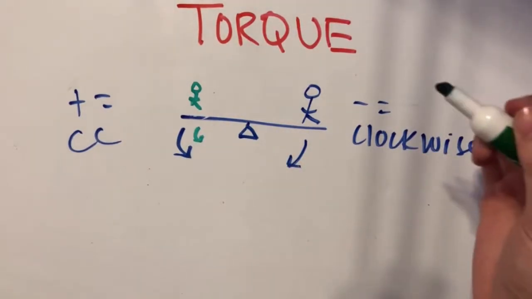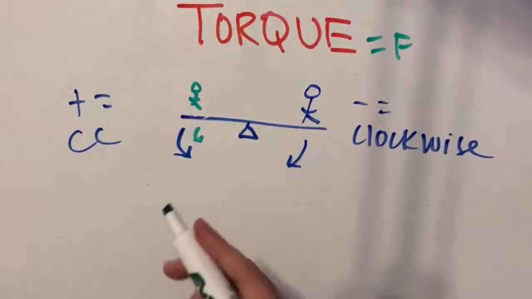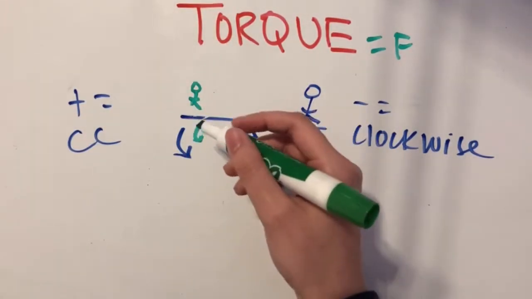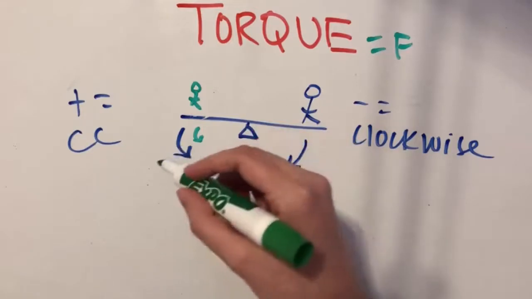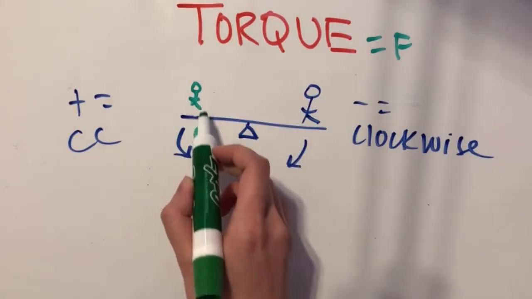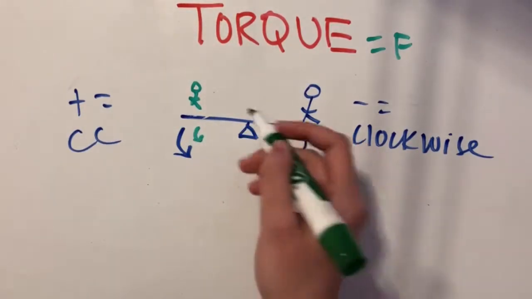And so we've found one variable that affects torque: force. So you'd be exerting a greater amount of force on the seesaw because you weigh heavier than your little sister. And so the seesaw would rotate more or faster, and your little sister doesn't weigh as much as you, and so the seesaw would rotate slower or not as much.